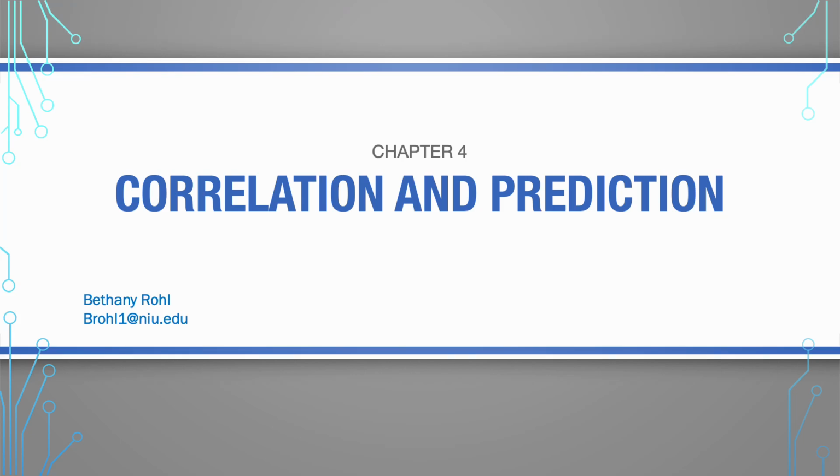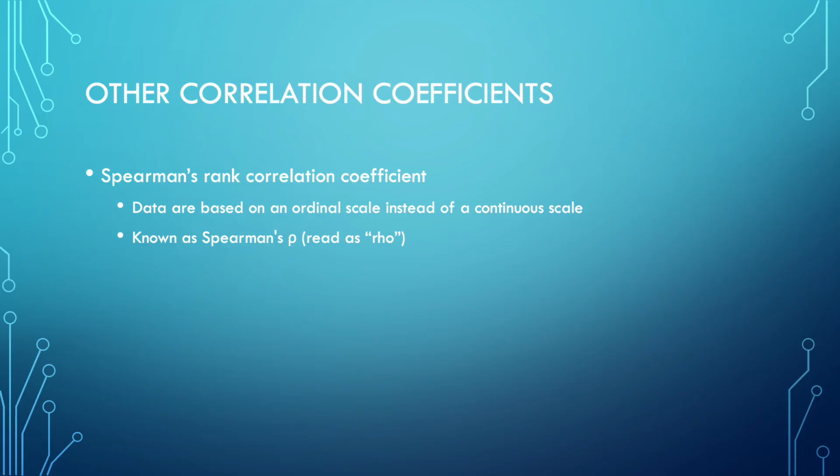This is part 2 of chapter 4, correlation and prediction. In the first video, we talked a lot about Pearson correlations. We're just briefly going to talk about some additional correlation coefficients. The most common secondary is what we call our Spearman's rank correlation coefficient.